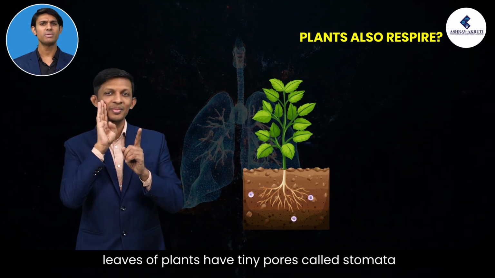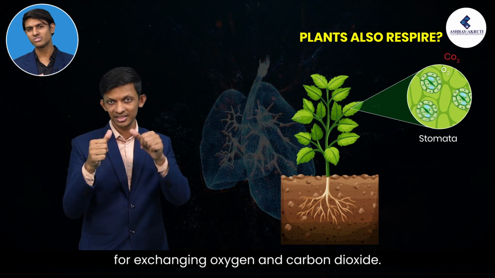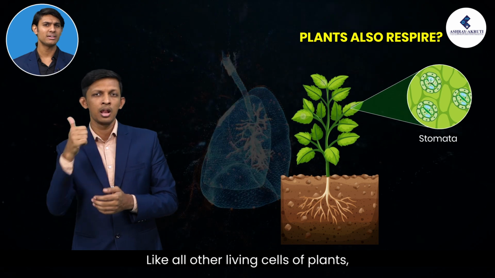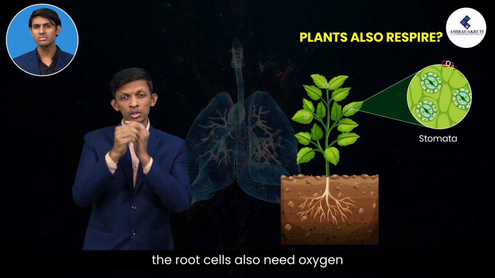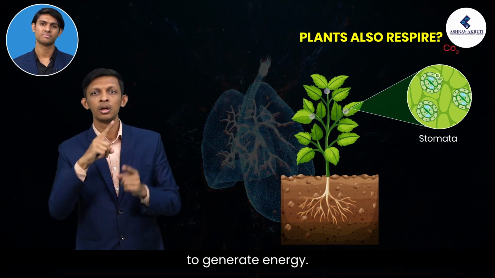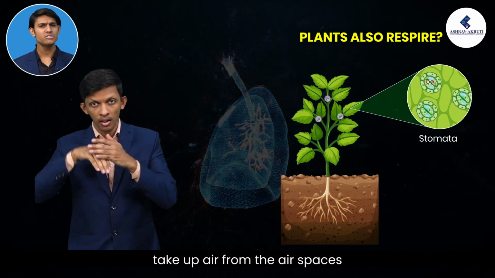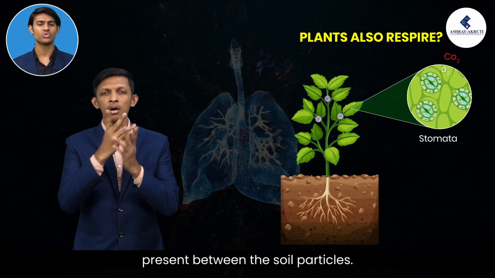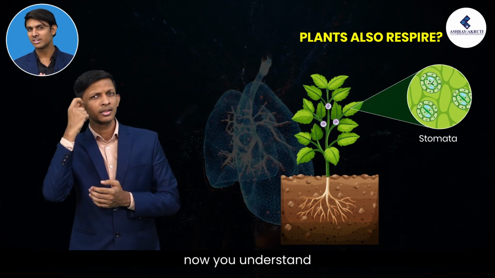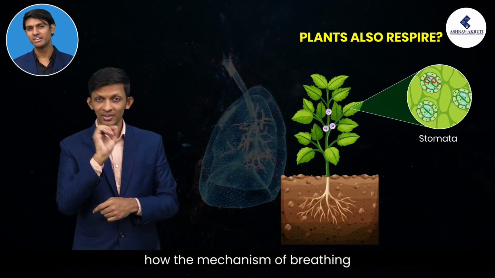The leaves of plants have tiny pores called stomata for exchanging oxygen and carbon dioxide. Like all other living cells of plants, the root cells also need oxygen to generate energy. Roots take up air from the air spaces present between the soil particles. Students, I think now you understand clearly how the mechanism of breathing takes place in every organism.